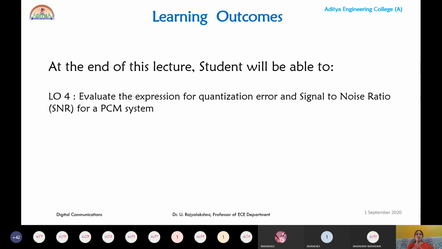But coming to the quantization, we have some sort of error present in the quantization. We need to consider this quantization error because it depends on the step size. We can see that in the derivation. That's why it is very important to consider the quantization error while evaluating the signal to noise ratio for a PCM system. So first we evaluate the quantization error and then we calculate the signal to noise ratio for a PCM system.